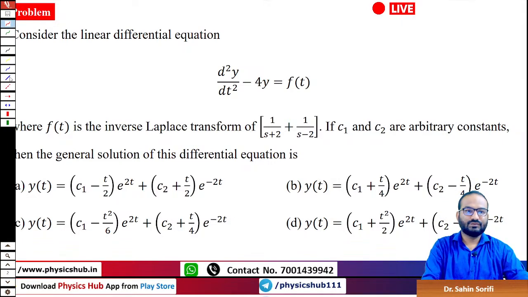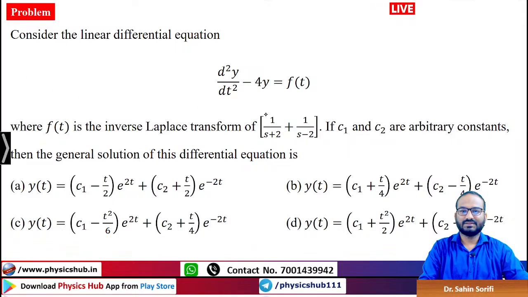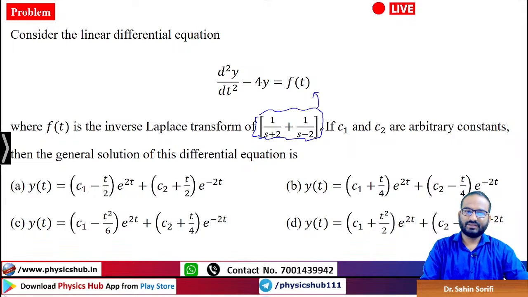Look, what we have to find out first: f of t is the inverse Laplace transform of this expression. So first of all you need to find out f of t, and then we can solve the differential equation.